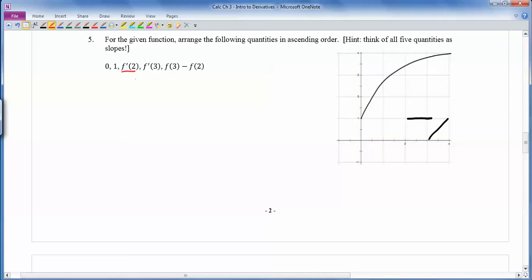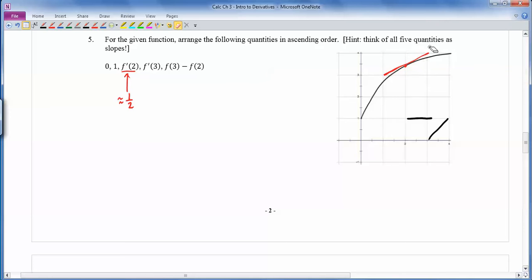So f prime 2 would be how steep this curve is at x equals 2. If I drew a tangent line right here, that slope looks like it's a rise of 1 and a run of 2. So its slope, this f prime 2, is about 1 over 2, rise over run, 1/2.